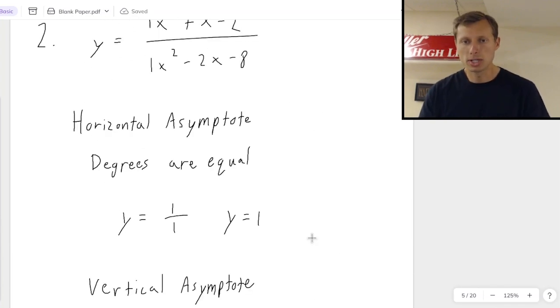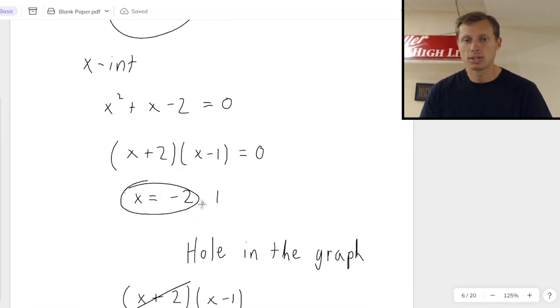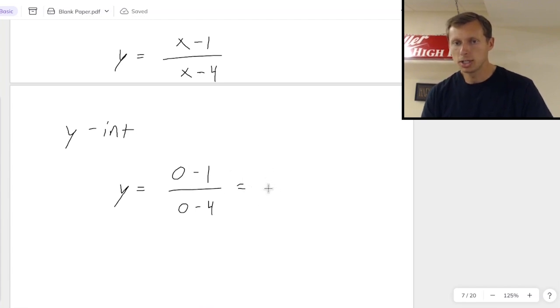I still have my horizontal asymptote at 1. I still have my vertical asymptote at +4 only. I have an x-intercept at +1 only. And now I just need the y-intercept. And for that, I can just plug in 0 into this one, the simplified version, and that'll get me a nice answer of -1 over -4, which is really just +1/4.